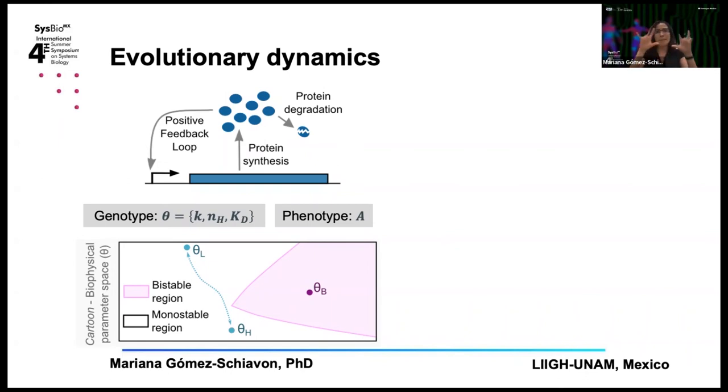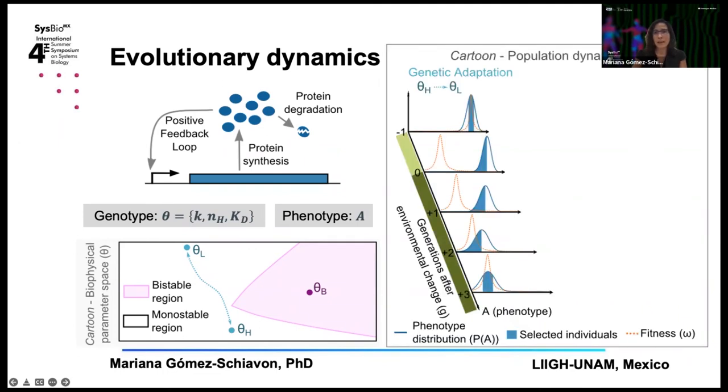Now, we can find in the biochemical parameter space genotypes that display the phenotype that is being selected in the environment, right? We can pinpoint them in this space. Now, going back to a fluctuating environment, the population can adapt to the changes in the environment through genetic adaptation, for example. In this case, it will be moving through the biochemical parameter space, through the genotypic space, from maybe a genotype that has the optimal expression level in the high environment to a genotype that has the optimal expression level in the low environment, through mutations and natural selection.